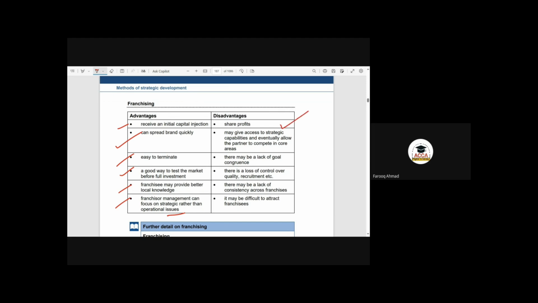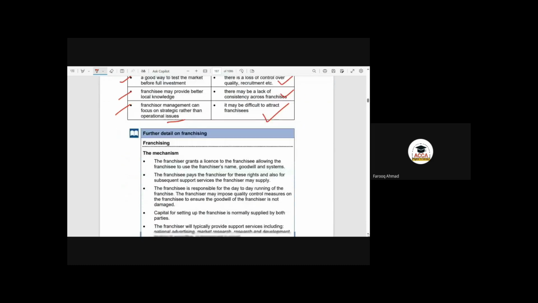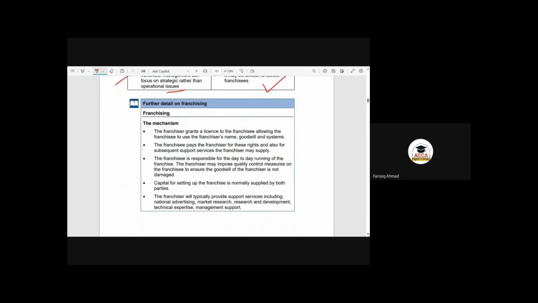Disadvantages: share profit, they have to give royalties, and they have requirements. It may give access to strategic capabilities. There may be a lack of goal congruence. Obviously, there is a loss of control. There may be a lack of consistency across the franchisees. It may be difficult to attract franchisees. Franchising mechanism, just go through it. This is a steady reading part.